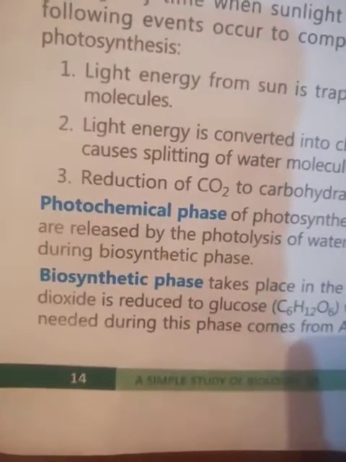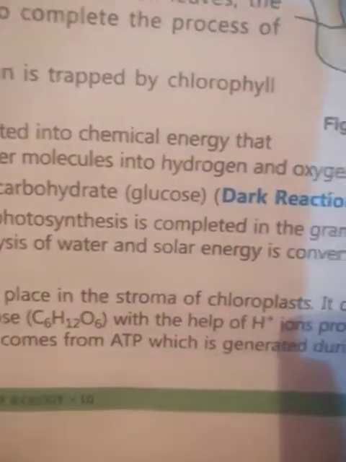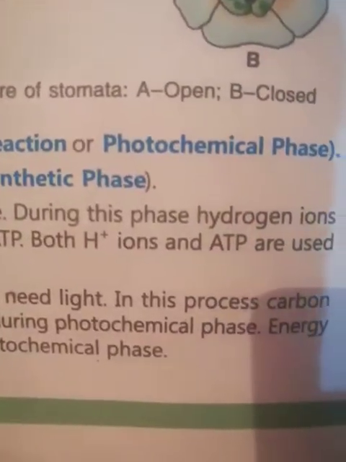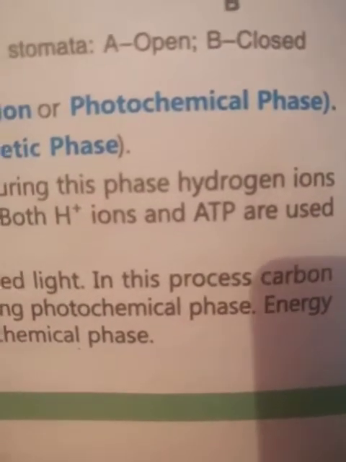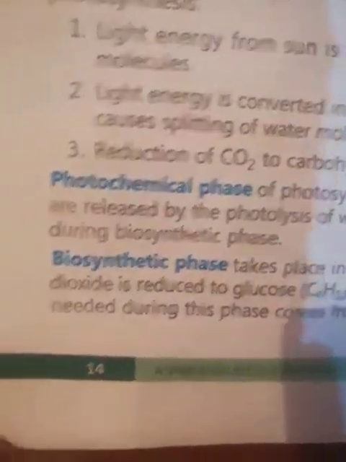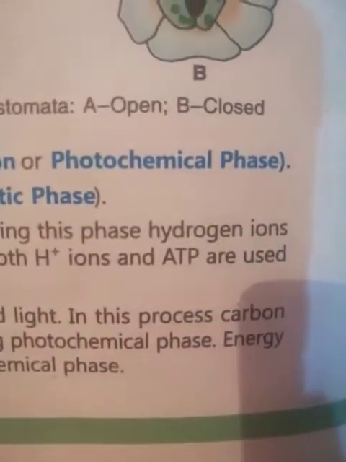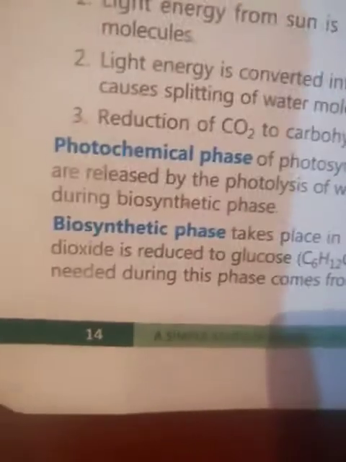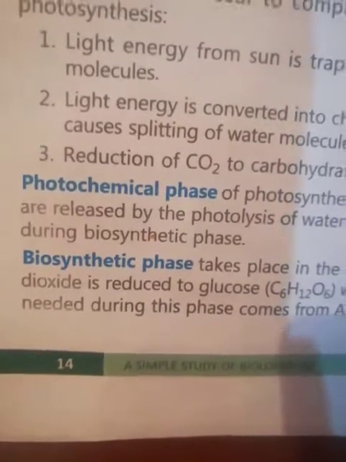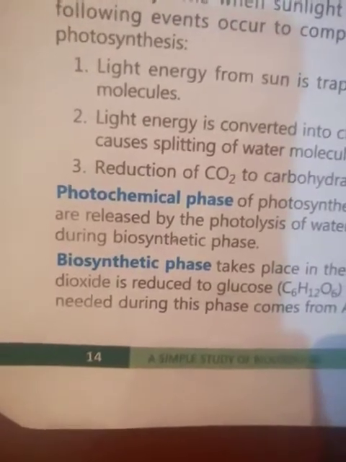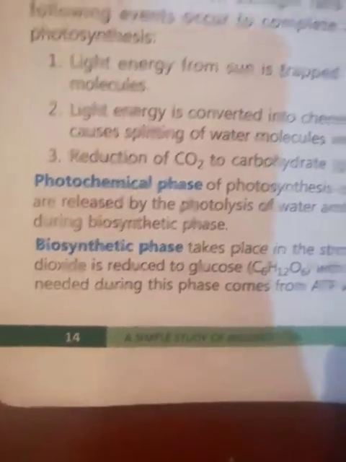Photochemical phase of photosynthesis is completed in the grana lamellae. During this phase, hydrogen ions are released by photolysis of water and solar energy is converted into ATP. Both H ion and ATP are used during biosynthetic phase. And what is biosynthetic phase? Biosynthetic phase means preparation of food, that is simple sugar.